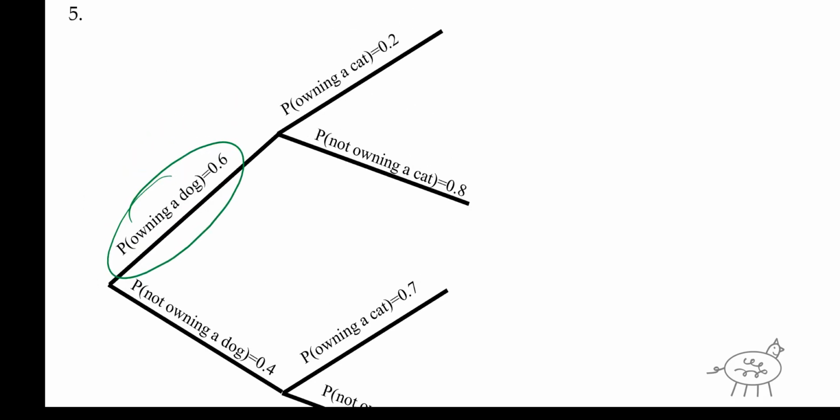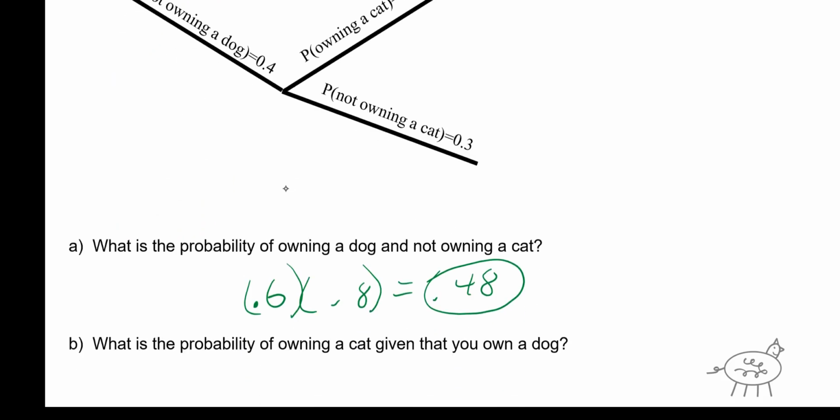Okay, what's the probability of owning a cat given that you own a dog? Okay, so let me just erase this here. Okay, so again, the probability of owning a cat given that you own a dog. So you already know you own a dog, so you don't have to do anything with this. I'm already there. So if I own a dog already, what's the probability that I own a cat? 0.2. Okay, so that one's 0.2.